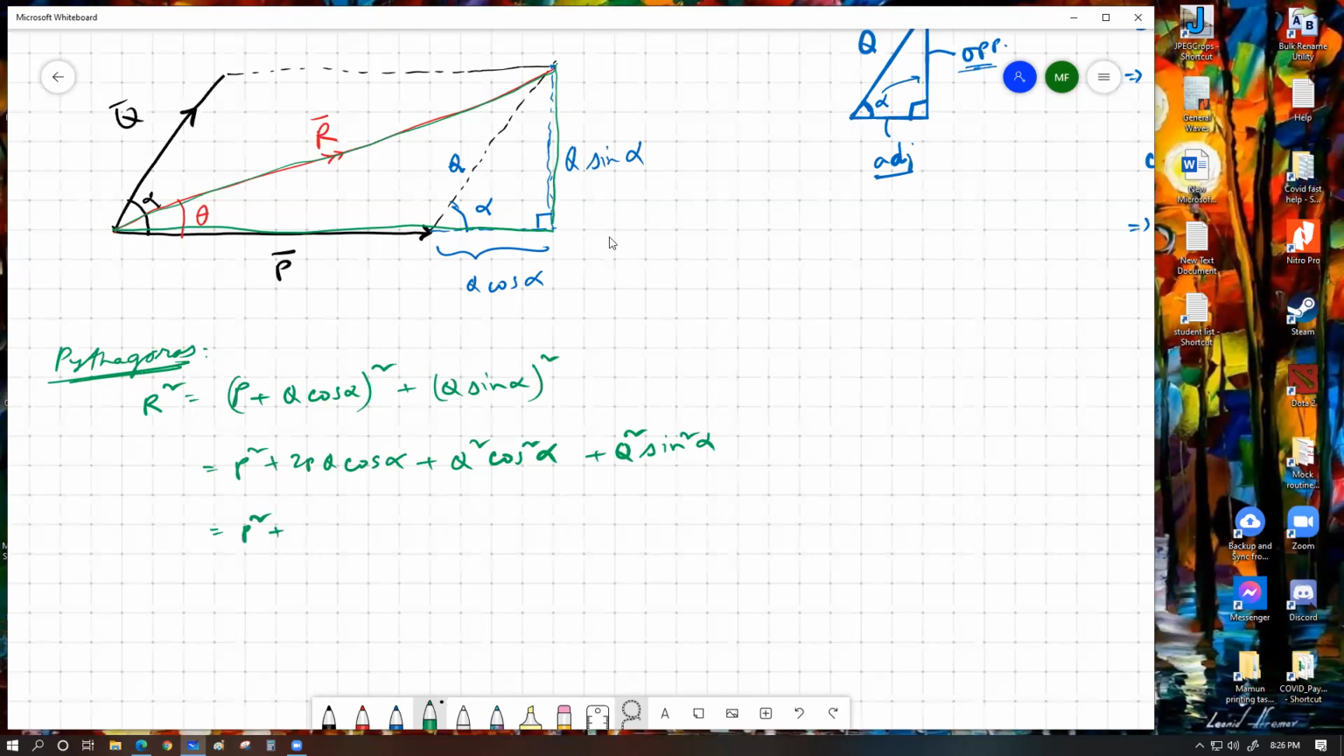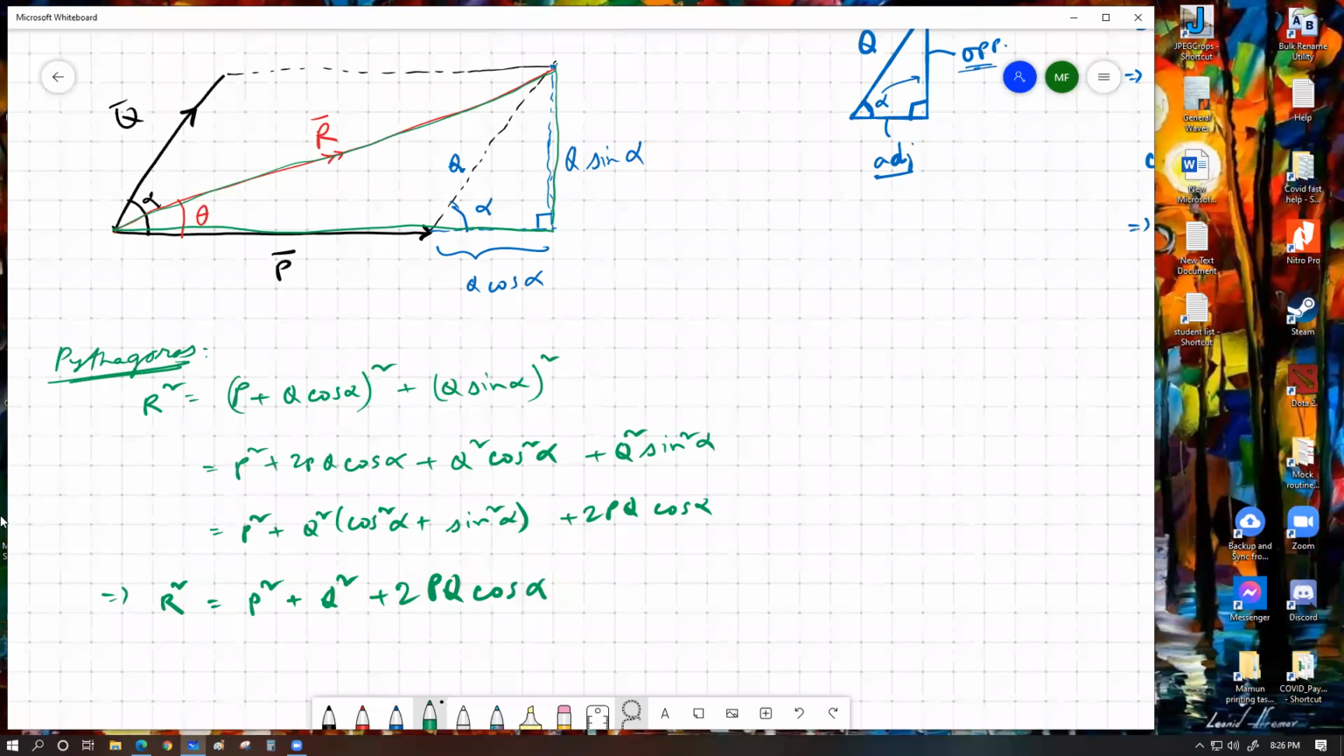p squared plus q squared into cos square alpha plus sin square alpha plus 2pq cos alpha. So ultimately you are getting r squared is given by p square plus q square plus 2pq cos alpha. So that's basically one of the expressions for the hypotenuse. So you can pretty much get the resultant vector size or length, or magnitude, if you know the values of p, q, and alpha from this expression.